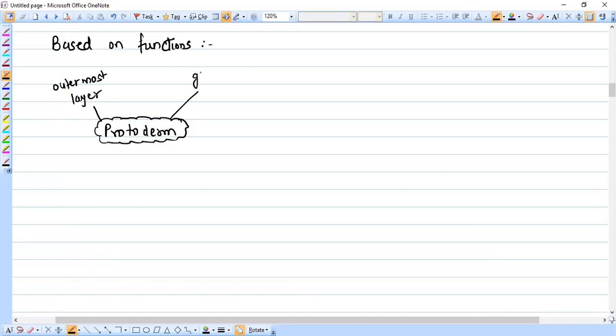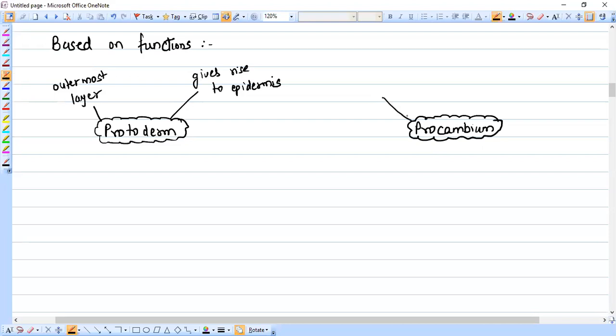So protoderm is the outermost layer which is responsible for giving rise to epidermis. Remember, protoderm gives rise to epidermis. So epidermis arises only because of protoderm. Next we have procambium. Procambium means the initial one, the first one that is there. It is found in the cells of the young growing region.